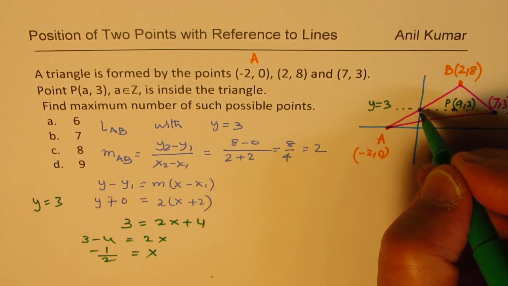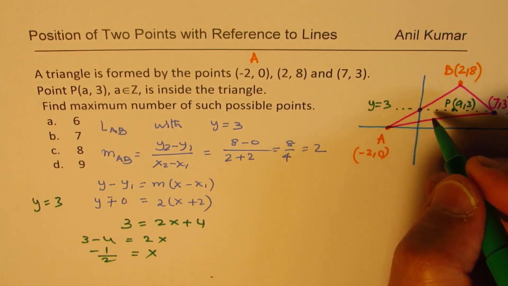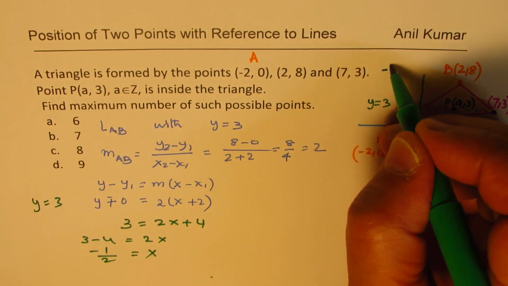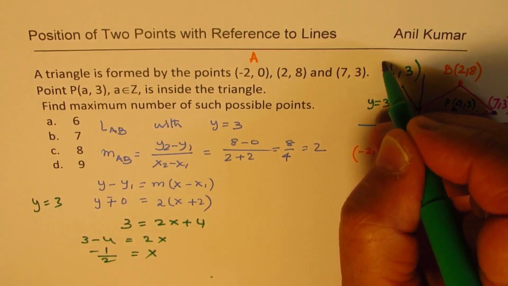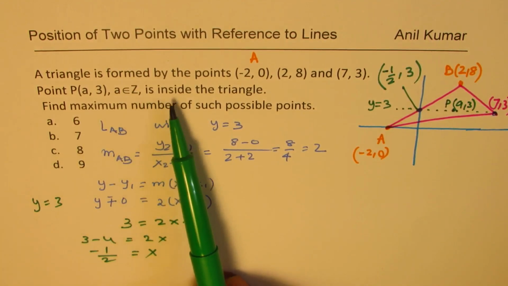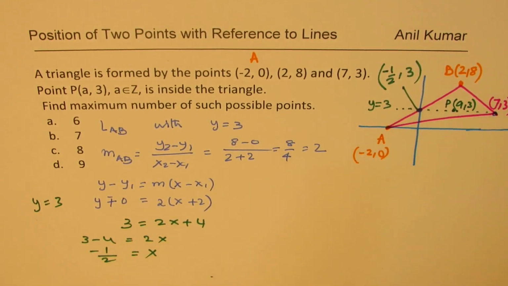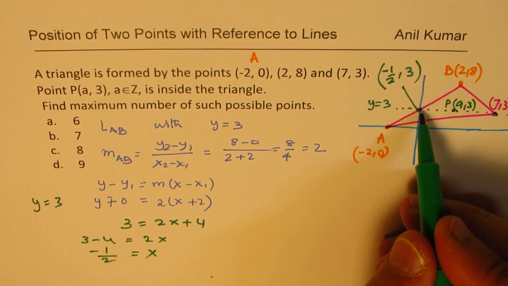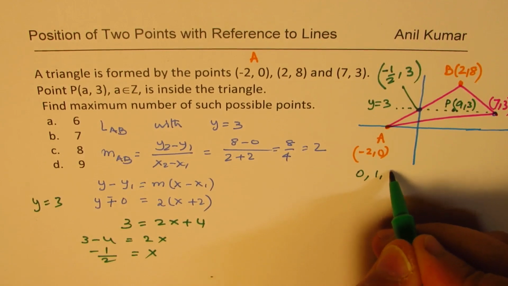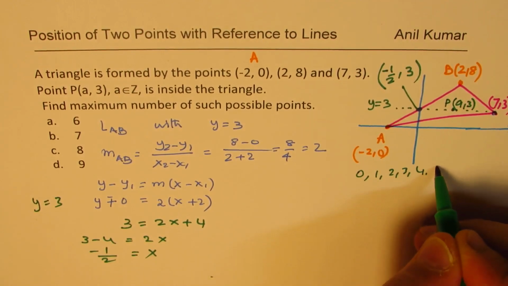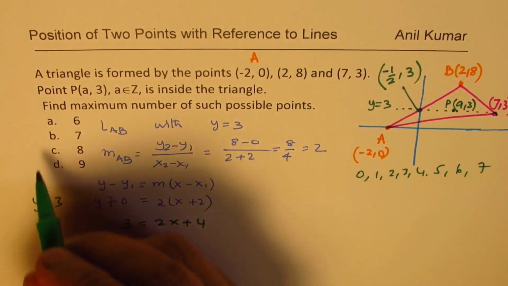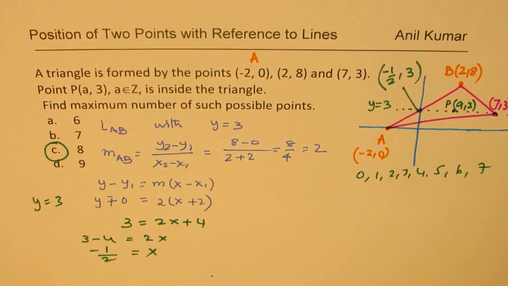So this point basically is at, this is kind of at minus half, 3. You get the idea. So when we are seeing how many points are inside the triangle, the points which will have x values which are on the right side of minus 1. So it could be 0, 1, 2, 3, 4, 5, 6 and 7. Number of points clearly are 8. So option C is the right option.